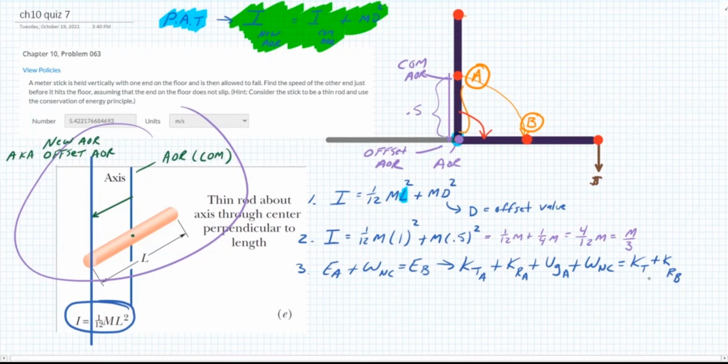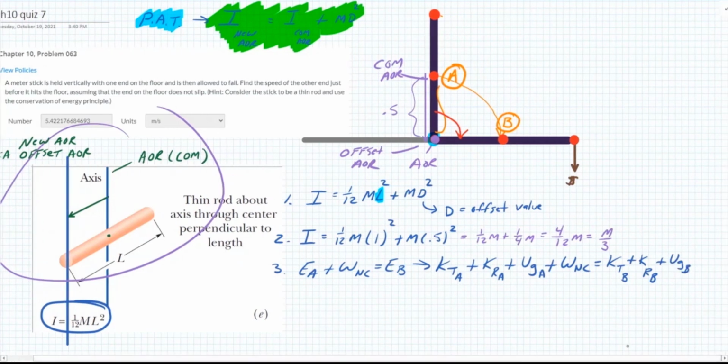Okay, B plus UGB, gravitational potential energy. And there's no springs. And the only thing I have to add here, I have to add a baseline. This is my baseline. That is a requirement. There is no translational kinetic energy. Nothing's moving in a straight line. No straight line motion means no translational kinetic energy. There's no non-conservative work. There's no gravitational potential energy at B because that's my baseline.